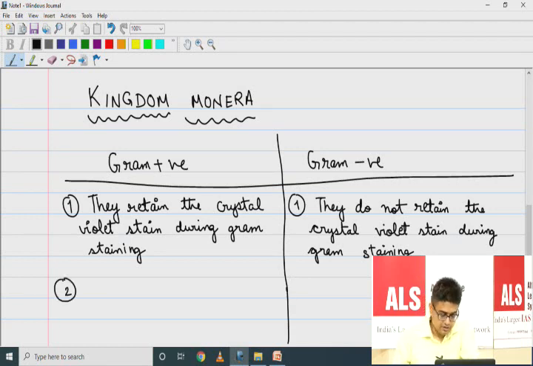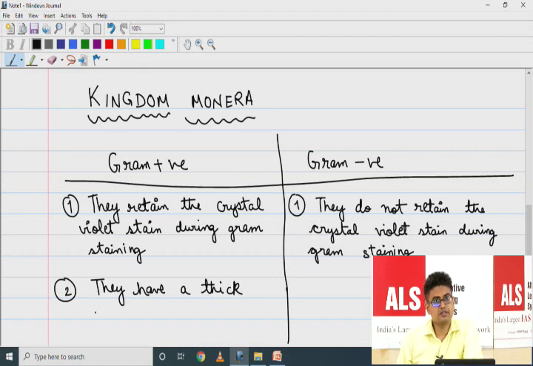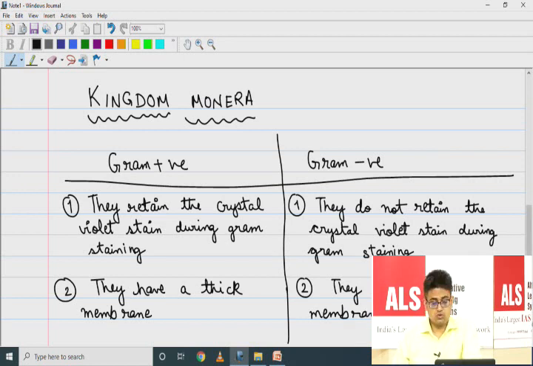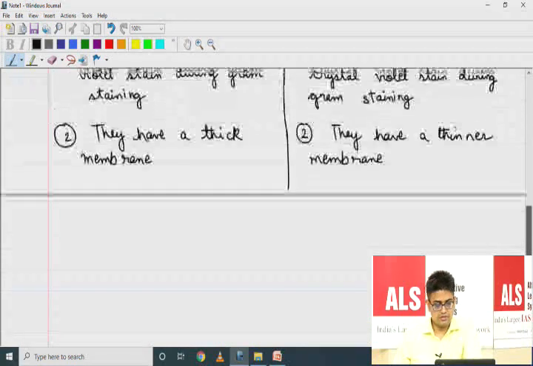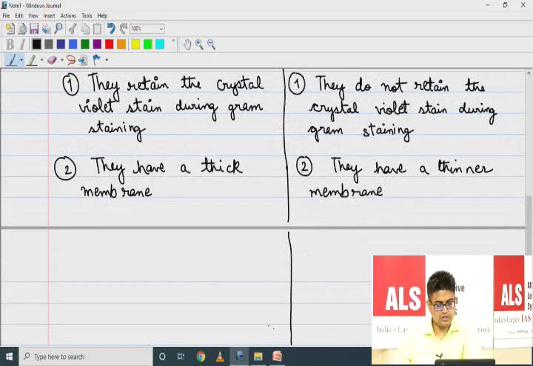Okay. Second thing is they have a thick membrane. Their membrane thickness is more. Membrane thickness is very much high. And here, gram-negative bacteria have a comparatively thinner membrane. Okay, so these are some differences. Please keep on writing. I'm moving on to the next page.